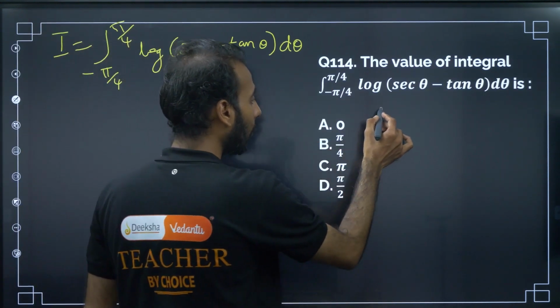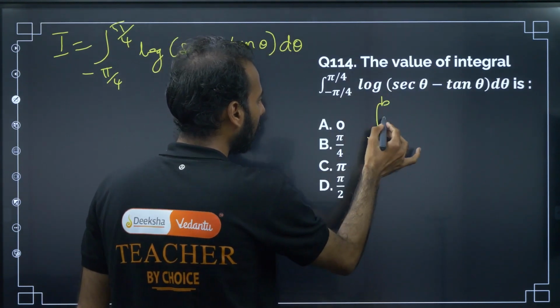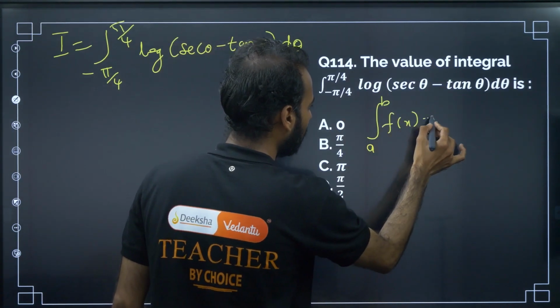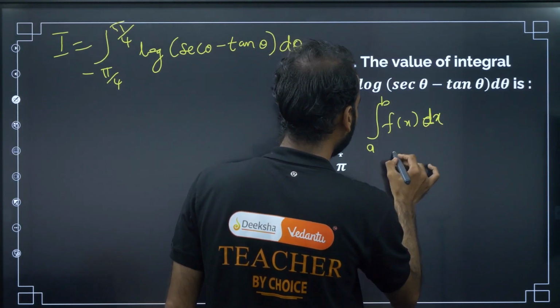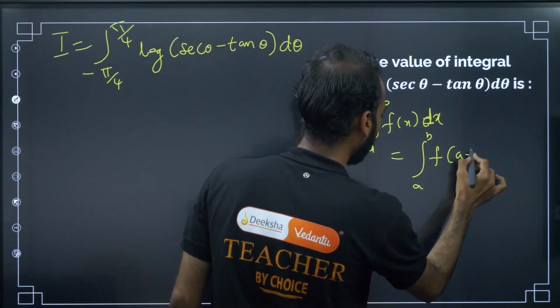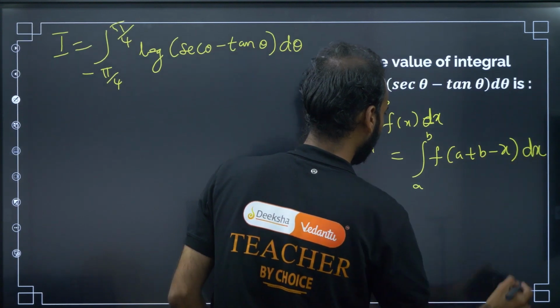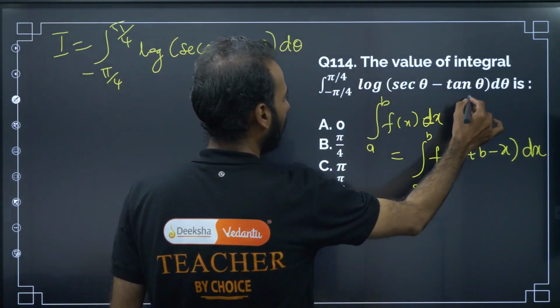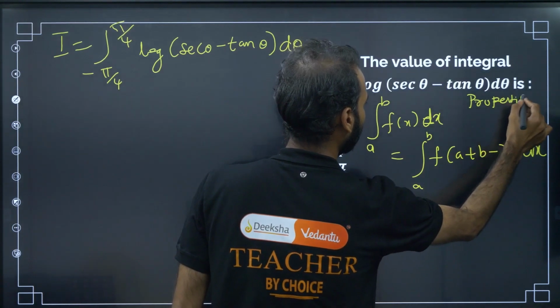There is one property of definite integrals, most relevant to this: integral from a to b of f of x dx is equal to integral from a to b of f of a plus b minus x dx. This is one of the properties of definite integrals.